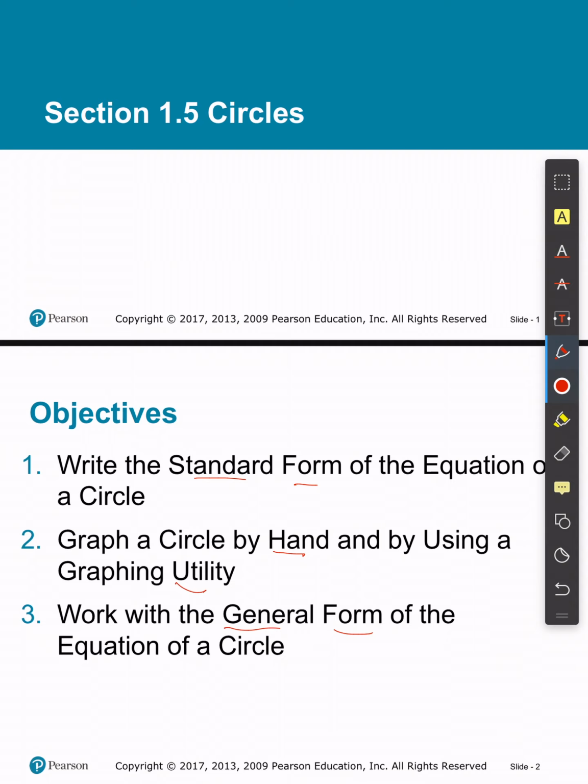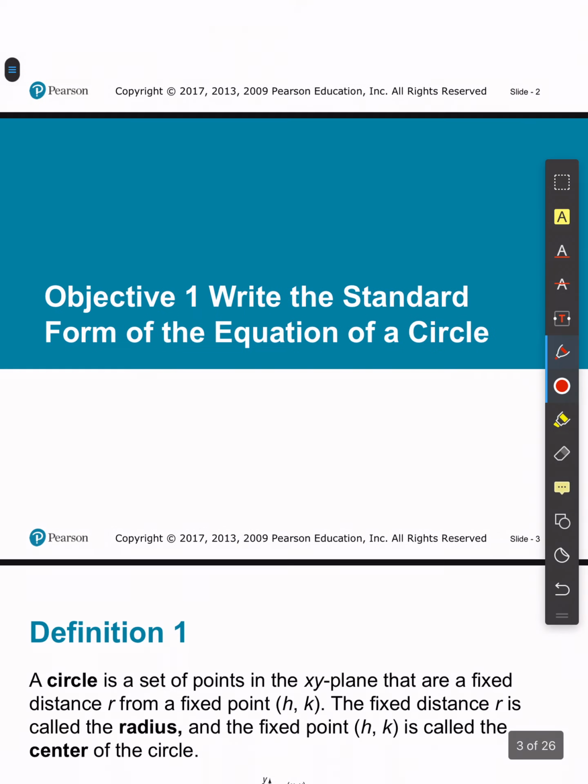It's where we have to factor and complete the square to find the actual standard form of the circle. So we'll do a little bit of it. We're going to get some factoring in today, which will be good. So objective 1, write the standard form of the equation of a circle.